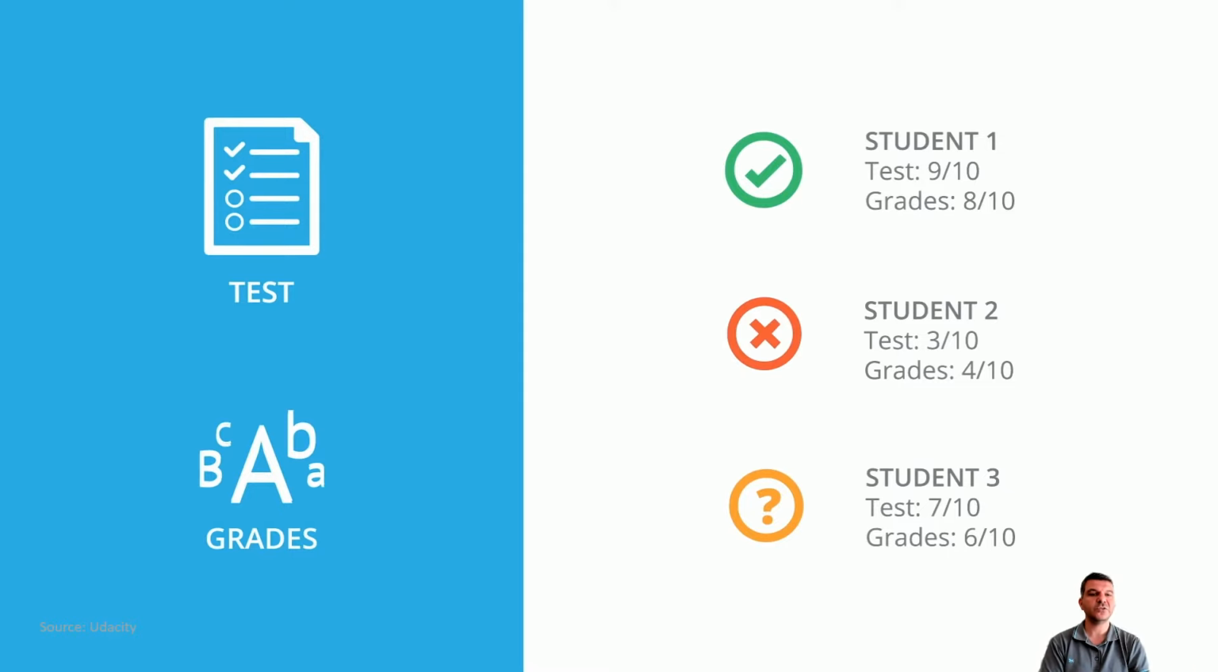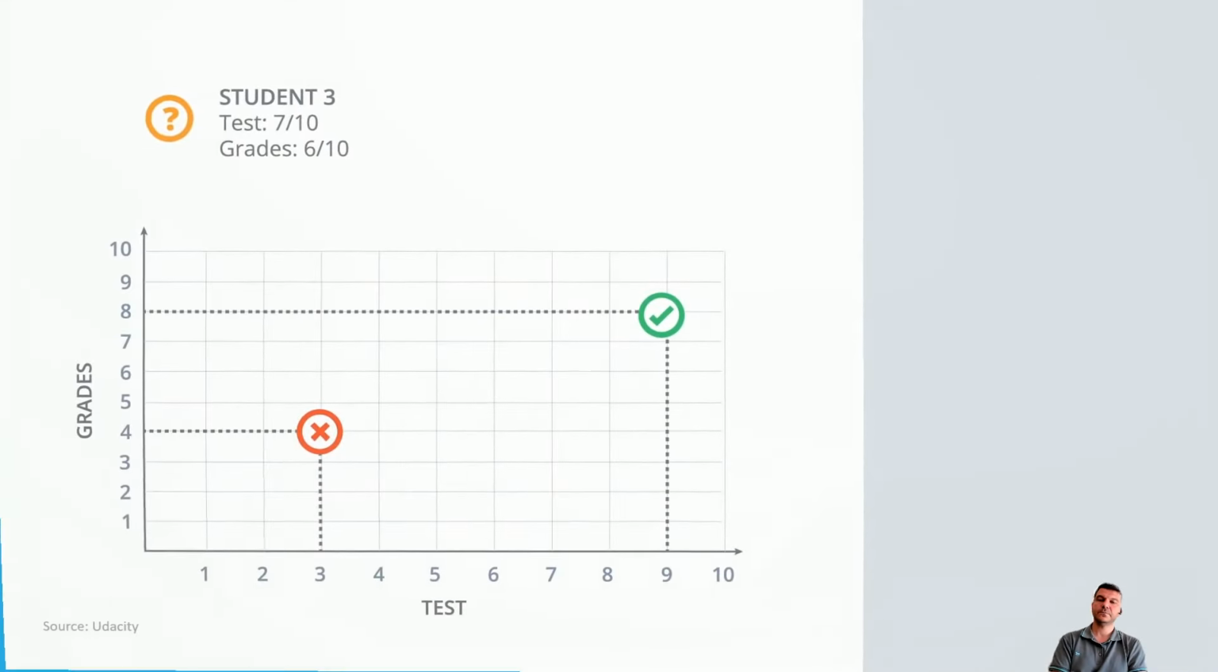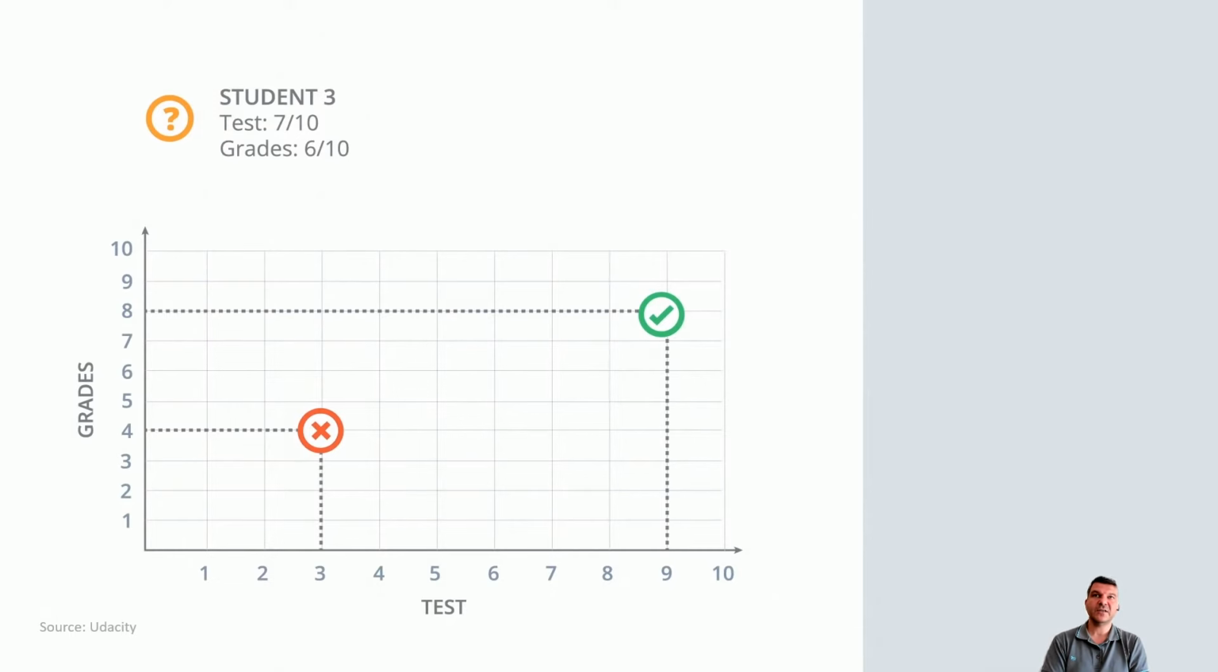Well, let's put all this on a graph. So we will make a two-dimensional graph here. We have the test on the x-axis and the grades on the y-axis. Now, we will plot at 3,4 the student who got rejected, and at 9,8 the student who got accepted. Now, the student with test 7 and grade 6, which appears to be at that point, did he get accepted or rejected? That's the question.